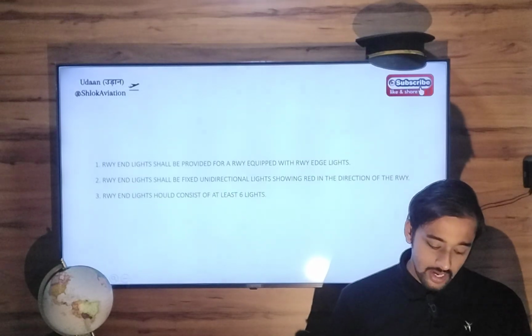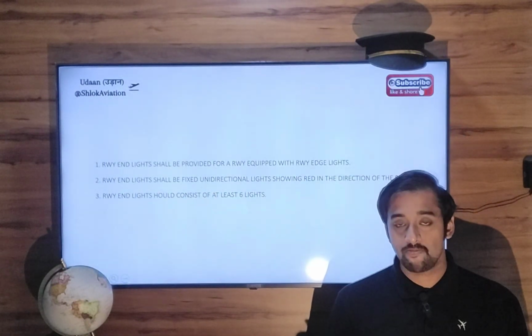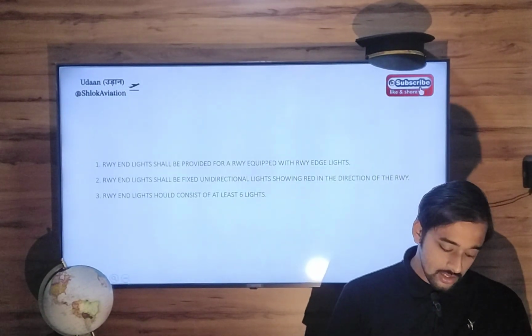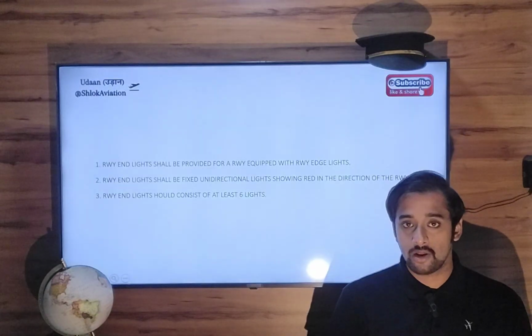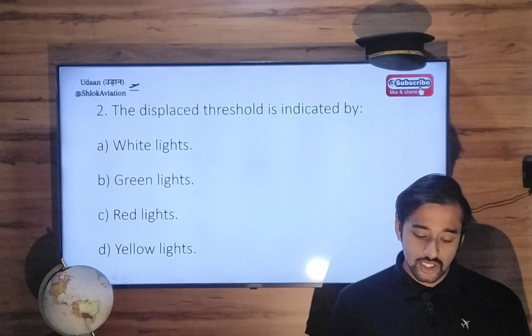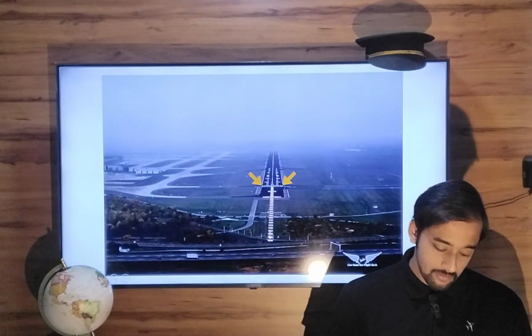Next, runway end lights should consist of at least 6 lights. So remember these 3 points also for your regulations exam. Next, the displaced threshold is indicated by what?